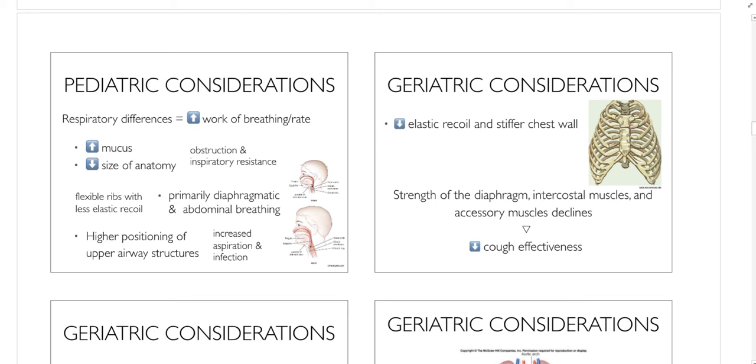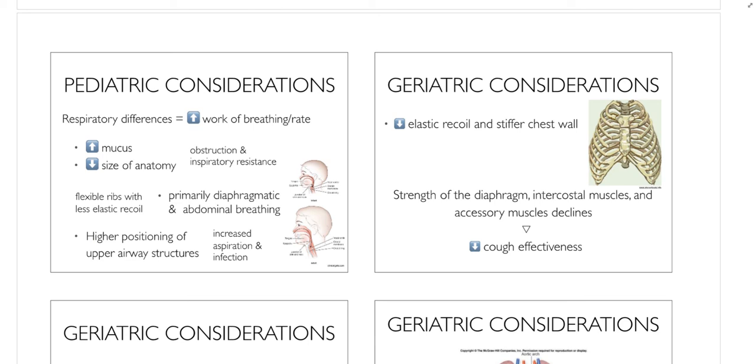And it also potentially leads to a greater risk of infection because we have that much more mucus to get out through that much smaller of an airway, which allows for things to sit there longer. They also have very flexible ribs with less elastic recoil, which doesn't do well for promoting them to breathe well using their intercostal muscles.